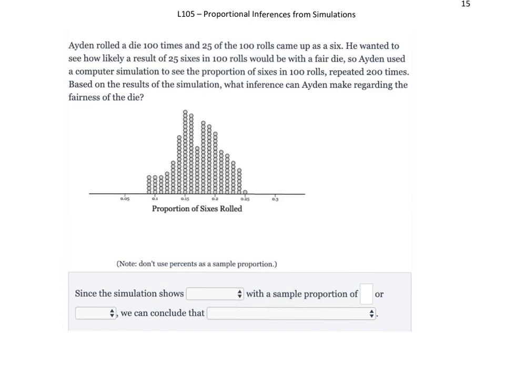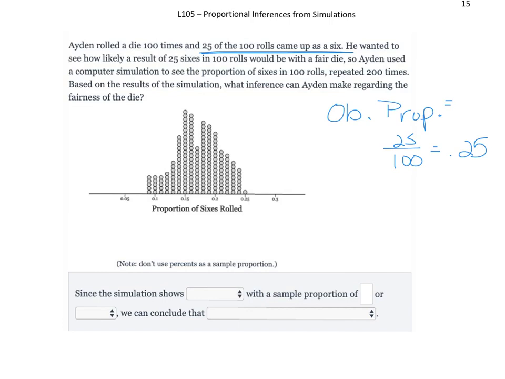So the first one is just basically about a die roll and seeing if we think the die is fair, kind of like the coin example we ended with in the last lesson. It says Aiden rolled a die 100 times and 25 of the 100 rolls came up as a 6. So this is his observed proportion. I'm going to abbreviate this since we talked about it last lesson. So the observed proportion, what happened, that's just the thing we're going to compare to our simulation, was 25 out of 100, which is 0.25.